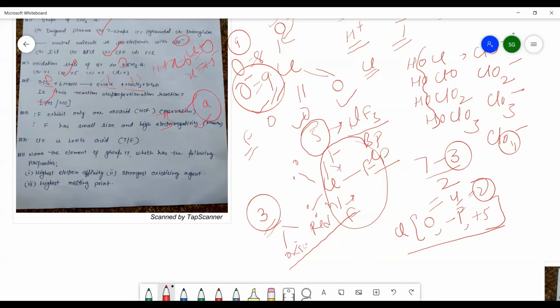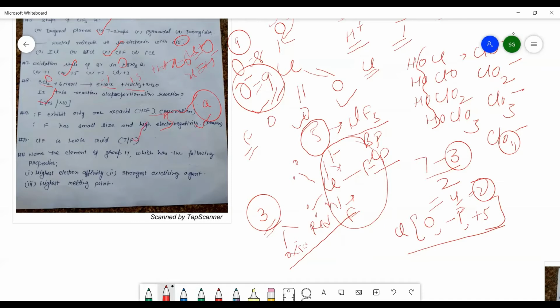Now the question number 10. ClF is a Lewis acid. Now Lewis acids, you know well, are acids which are electron deficient, but Cl and F are both halogens and they have lone pairs of electrons. So we can say that these are not Lewis acids, these are Lewis bases. So you remember that interhalogen compounds are Lewis bases, not Lewis acids. So this statement is a false statement.